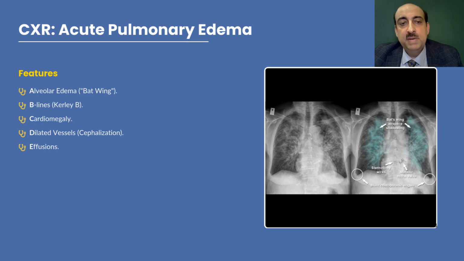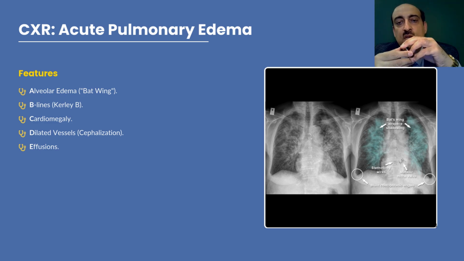Then you would have curly bee lines, beetle, which are interstitial edema findings, especially in the middle zones. You will have cardiomegaly, but for that to be assessed, you need a proper PA film, and if the cardiothoracic ratio is more than 50%, more than 0.5, that would strongly indicate cardiomegaly. You would have dilated blood vessels, so cephalization.